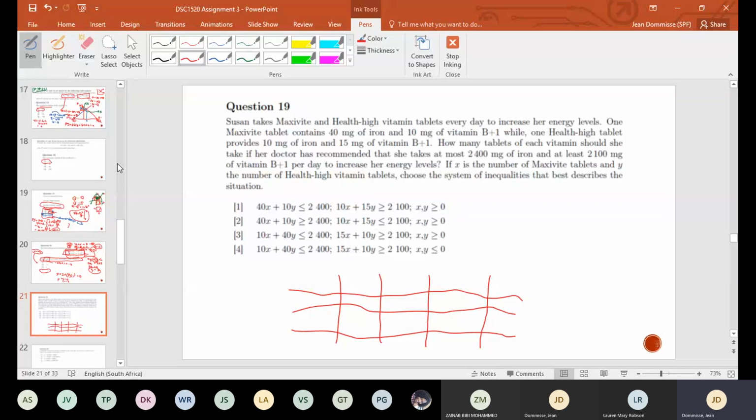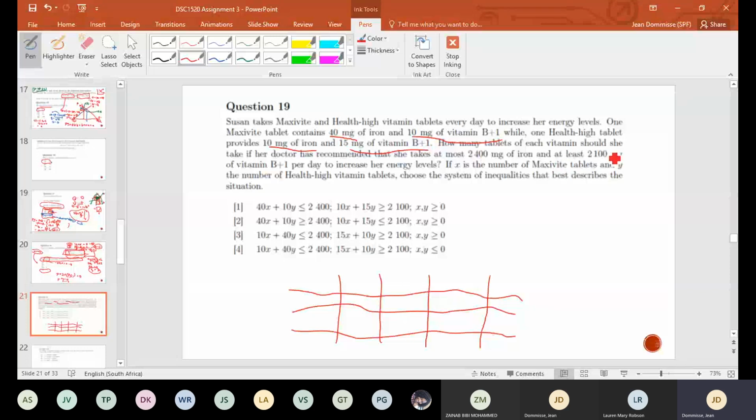So, I don't know yet what is in there, but let's populate the table to get to the answers. Okay, so Susan takes Maxivite and Health High vitamin tablets every day to increase her energy levels. One Maxivite tablet contains 40 grams of iron and 10 grams of vitamin B1, while one Health tablet provides 10 grams of iron and 15 grams of B1.